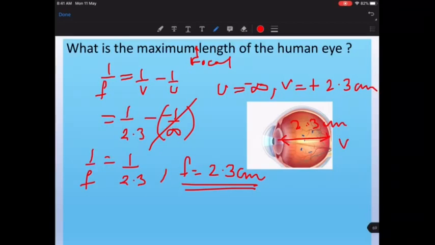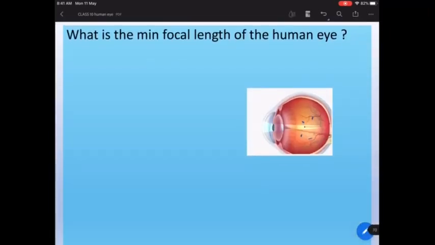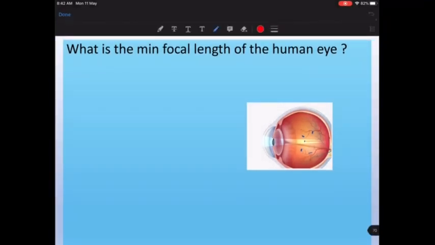Okay, so now let's move on to the next question. The last question is, what is the minimum focal length of the human eye? Same steps. We know our v. V is 2.3 centimeter. What is our u in this case? U is the closest distance, the near point of our eye. The near point of our eye is 25 centimeter, but it is going to be minus 25 centimeter.